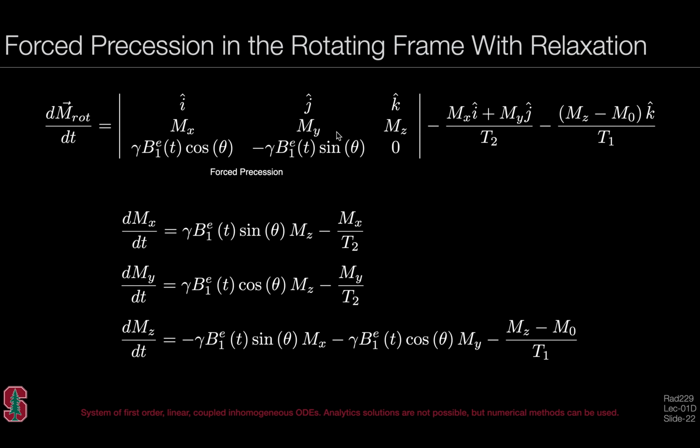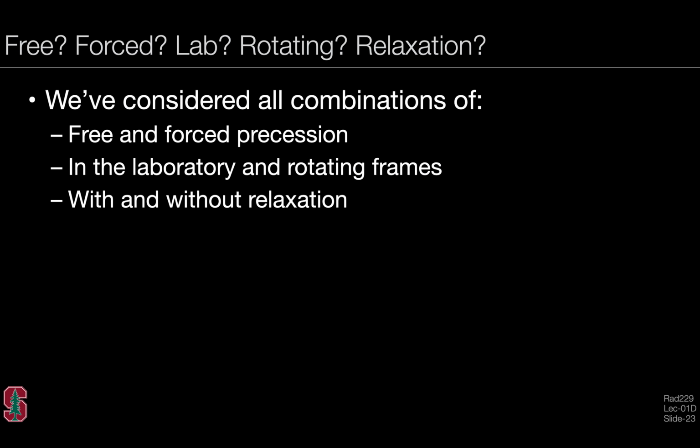If we carry out this cross product and add together the terms on the right-hand side here, we get a system of differential equations. This system is first order, linear, coupled, inhomogeneous, and analytic solutions are not possible, but numerical methods, of course, can be used. So we can see that there's coupling here between, say, the X and Z components, the Y and Z components, and the Z component couples to both X and Y, and of course, the relaxation components make things more complicated.